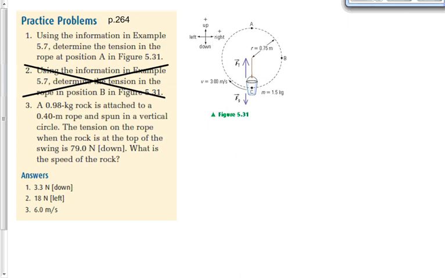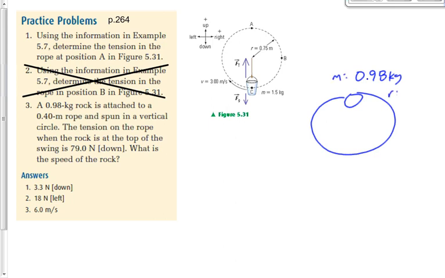Let's take a look at number 3, everyone here. It says a 0.98 kilogram rock is attached to a 0.40 meter rope and spun in a vertical circle. The tension on the rope when the rock is at the top of the swing is 79 newtons down. What's the speed of the rock at the top? So here's the rock, 0.98 kilograms. The rope is 0.40 meters long, so that's going to be the radius of the circle. The tension on the rope, in other words, the normal force, is 79 newtons down. There's also a force of gravity. We want to know the speed of the rock.